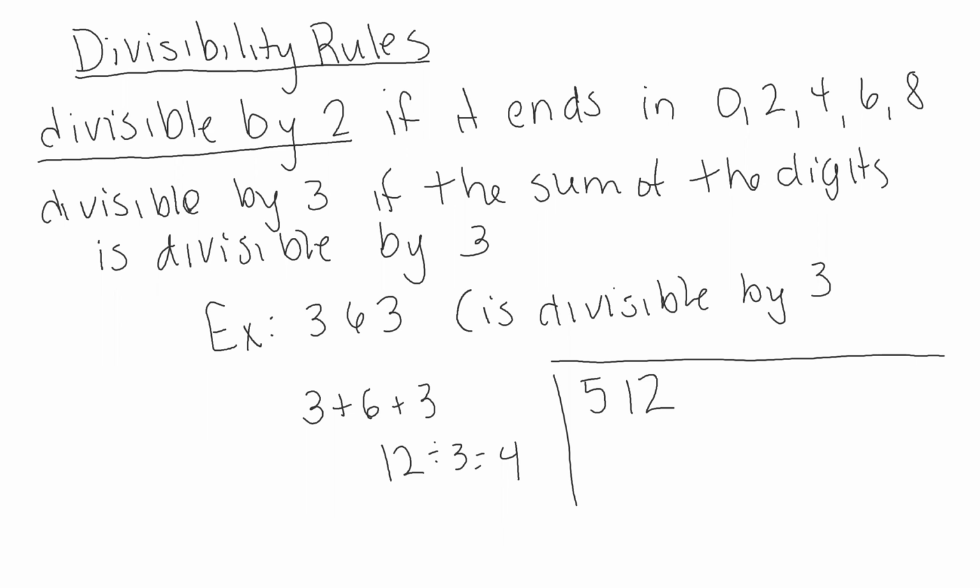Let's look at another example. Let's look at 512. We want to know, is 512 divisible by 3? Well, 5 plus 1 plus 2. 5 plus 1 is 6, plus 2 is 8. Can I divide 3 into 8 evenly? Well, no. So 512 is not divisible by 3. Okay?